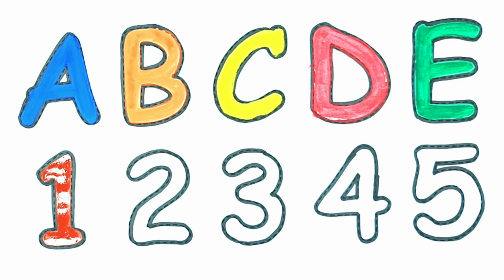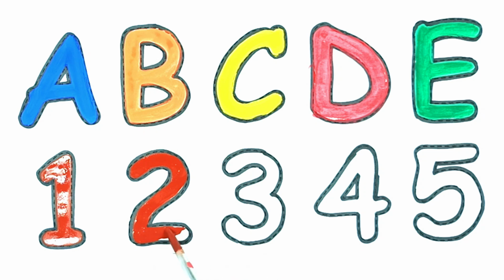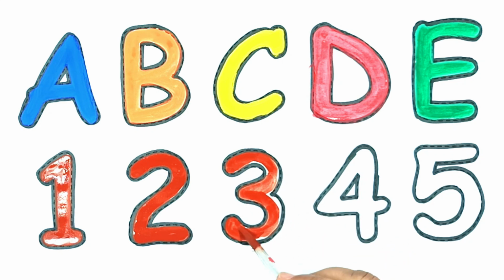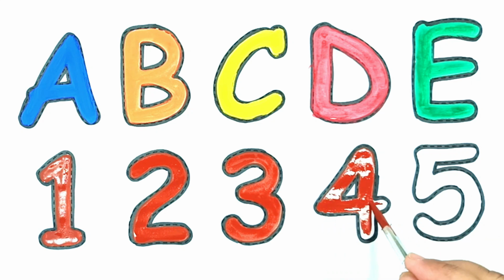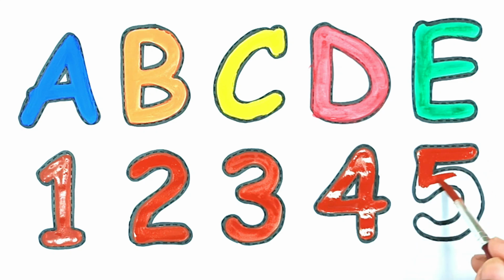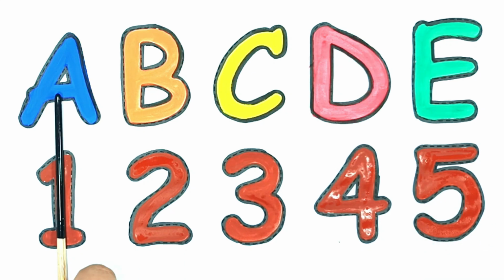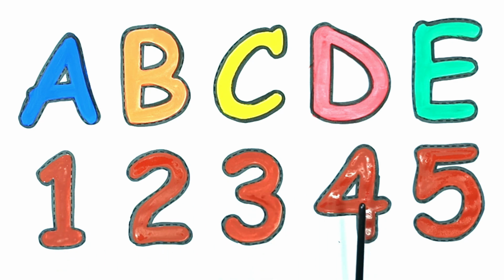One baby arrives. 2 tiny hands hold. 3 sweet kisses given. 4 cozy blankets wrapped. 5 flowers bloom. A, B, C, D, E. 1, 2, 3, 4, 5.